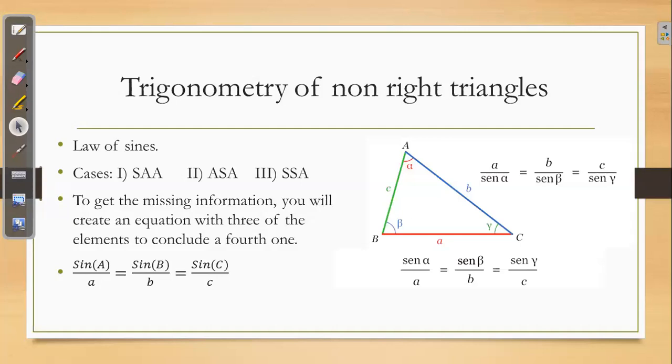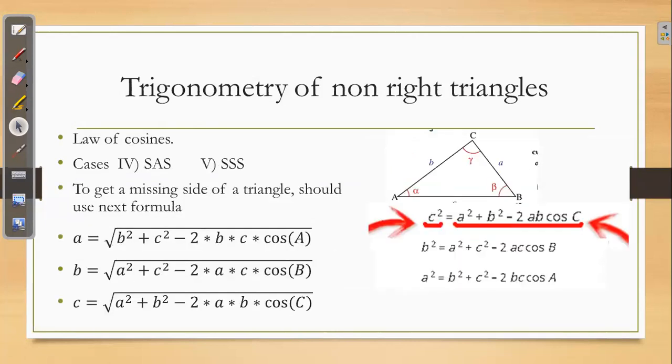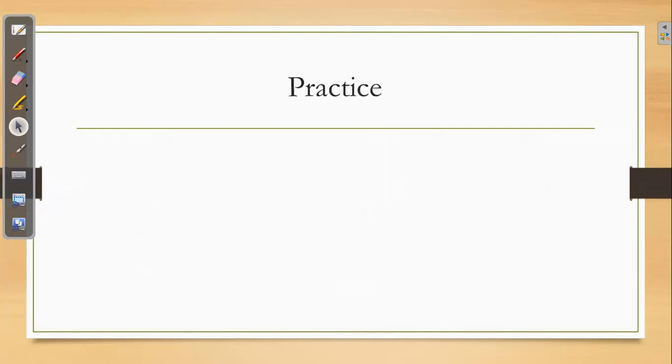And here we have trigonometry in non-right triangles, reviewing the law of sine. Look at the cases: law of sine: side angle angle, angle side angle, and side side angle. If one of these cases fits the exercise, then we can conclude the missing information. The same happens with the law of cosine: you have side angle side and side side side. That's what we want to do, conclude the missing information in this exercise.